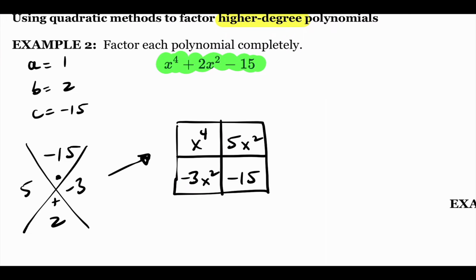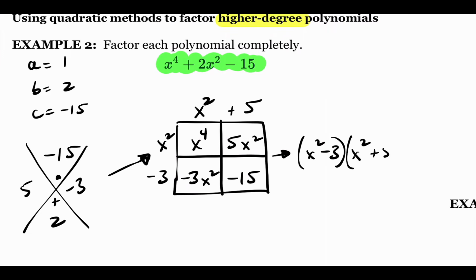Okay, so they do the same game. What times what makes x to the 4th? X squared and x squared. Absolutely. So I have an x squared here already. So over here, I need a plus 5. And over here, I need a minus 3. Let's move those out. X squared minus 3, x squared plus 5. No GCF, so I don't have to put it in the front.